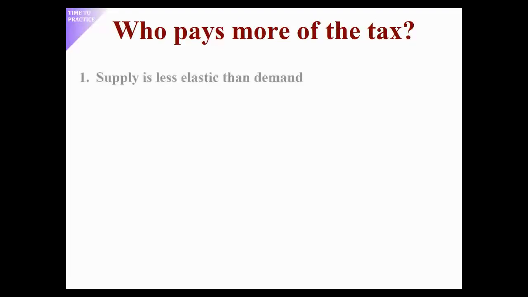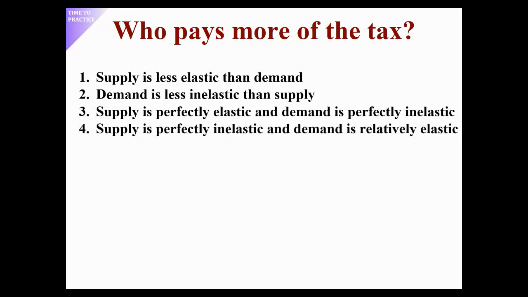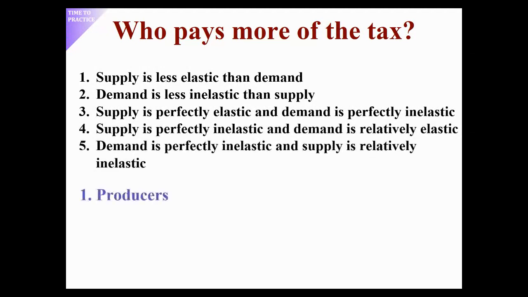So that's kind of how we figure out who pays more for taxes. We look at the elasticity of the demand curve and the supply curve. If the supply curve is less elastic than the demand curve, we can see who burdens the most, right? So if the supply is less elastic than the demand curve, then the producer burdens more. If the demand curve is less elastic than the supply curve, then the consumers still pay.